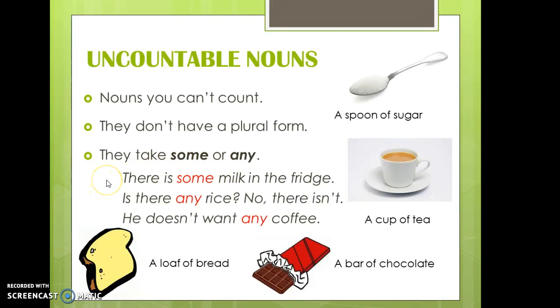In these examples, for example, we have there is some milk in the fridge. So milk is an uncountable noun. We put some because it's an affirmative sentence.